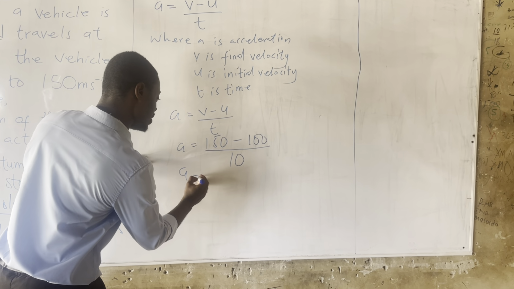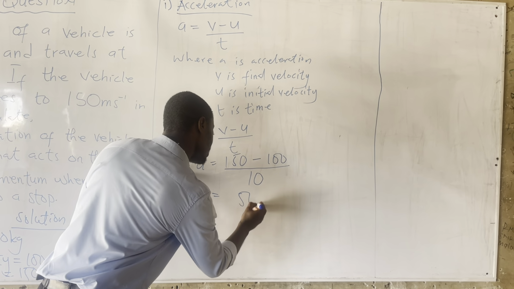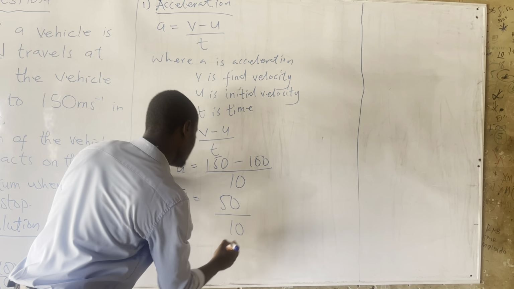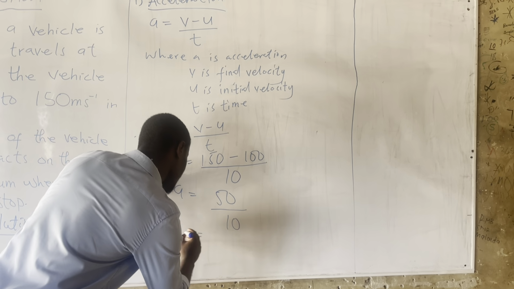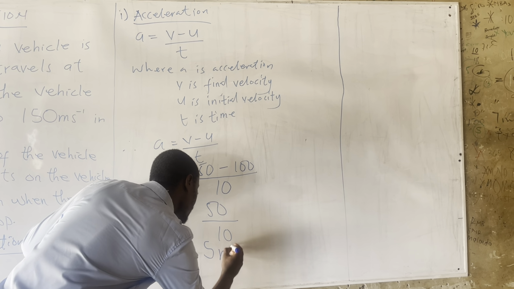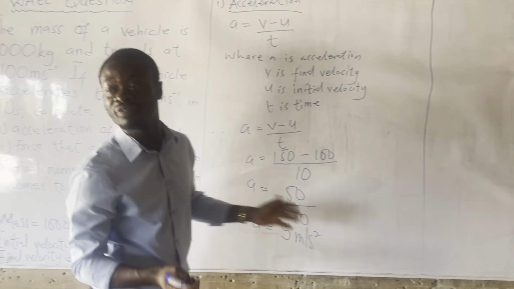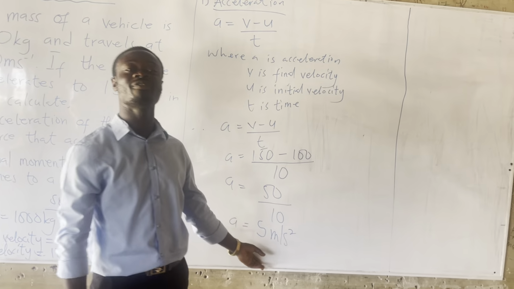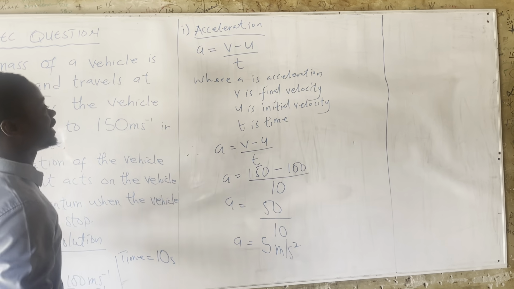So A equals 150 minus 100 give us what? 50 over 10. Then 10 goes into 50 5 times. So A, or the acceleration, equals 5 meters per second squared. So the acceleration of the vehicle is now 5 meters per second squared. Now let's go to the II.